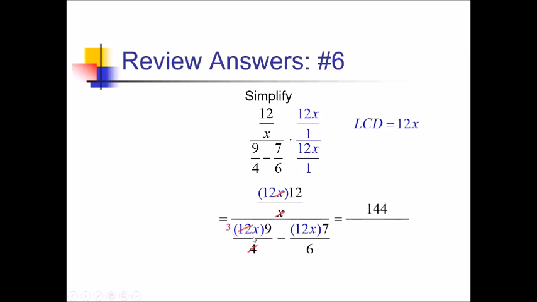So 3 times x times 9, that's 27x. And finally over here, the 12 and the 6 reduce to a 2 over 1. So we have negative 2 times x times 7. Negative 2x times 7 gives me minus 14x. And one little step I can do at the very end, I notice I've got some like terms here that I can combine. So this subtracts to give me 13x. And there's no common factors between 144 and 13x, so this one is done.